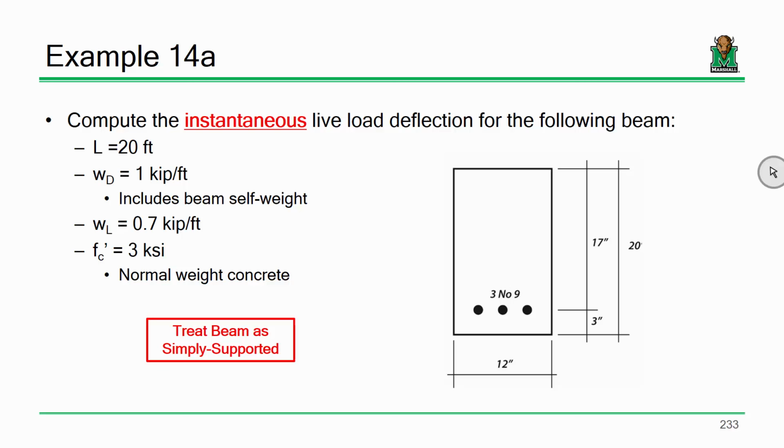Here's the dimensions. And I want to compute the instantaneous live load deflection. So what I've got to do is I've got to compute the dead load deflection. I've got to compute the dead plus the live. And then I've got to take the difference of the two. I can't just compute the live. I'll get the wrong answer. All right. Does that make sense?